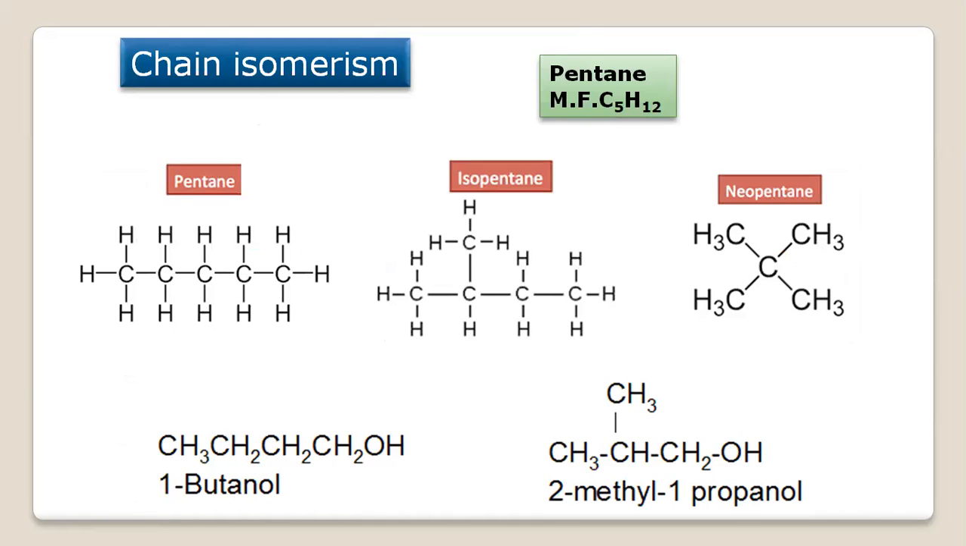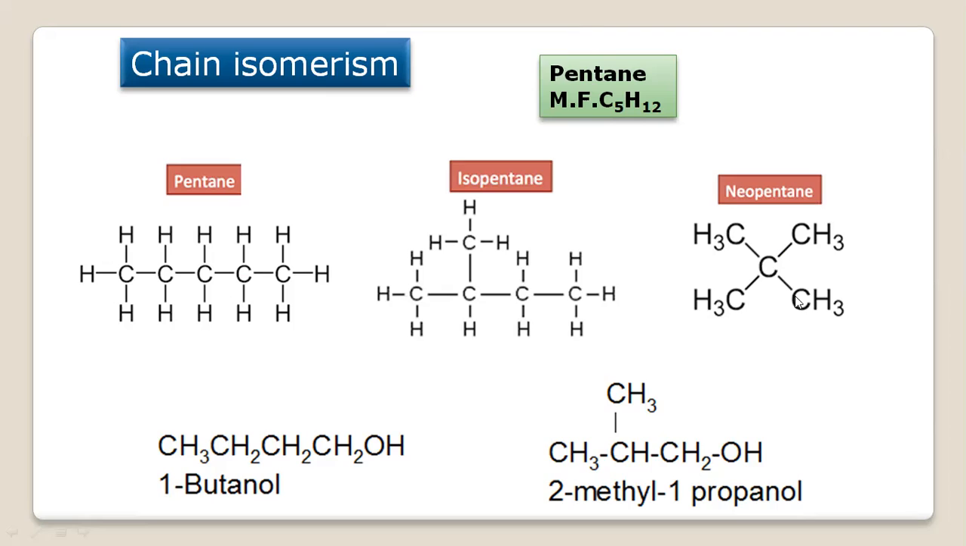Now see, chain isomerism is due to a change in the structure of the chain. The molecular formula for pentane is C5H12, and it is represented by different structures. One is normal pentane, where the 5 carbon atoms are in a chain. This is isopentane, where one methyl group is on the straight chain. For neopentane, 4 methyl groups are present on one carbon atom.